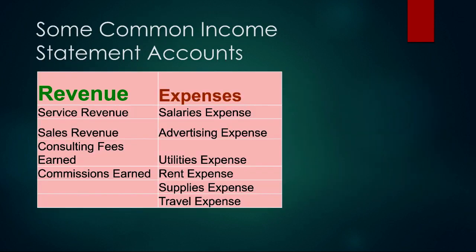Here are some common income statement accounts. Expenses: salary, advertising, utility, rent, supplies, travel, and more. And note that they have that second word expense there. Don't just write salaries expense. Revenue: service revenue is what we're going to be working with for the first part of Accounting 201. So it's always going to be some sort of purchase, service, or experience. Sales revenue would be if you sell an actual product, like Nordstrom selling a sweater.